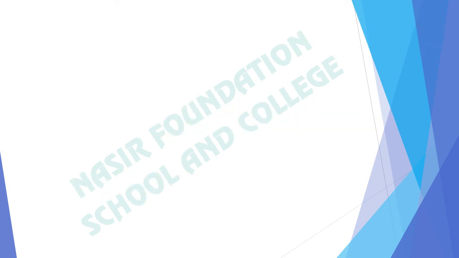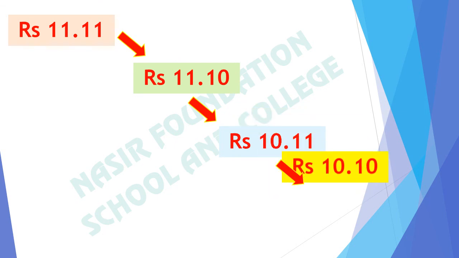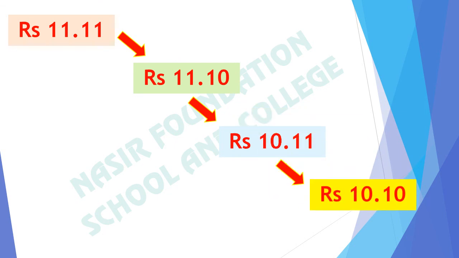If we arrange the amounts in descending order from greatest to smallest, the greatest value is 11 rupees 11 paisas and the smaller value is 11 rupees 10 paisas. Then the smaller value is 10 rupees 11 paisas and the least value is 10 rupees 10 paisas.